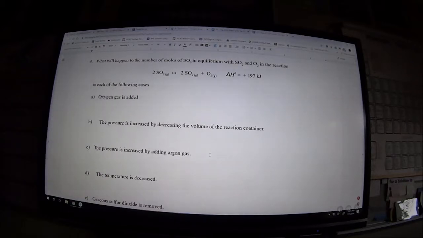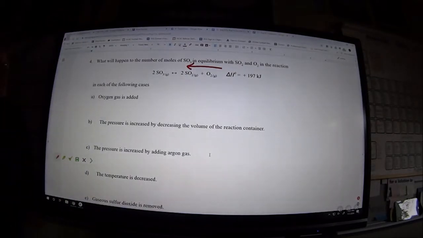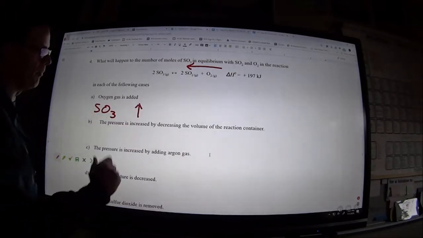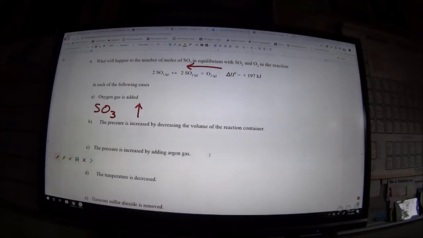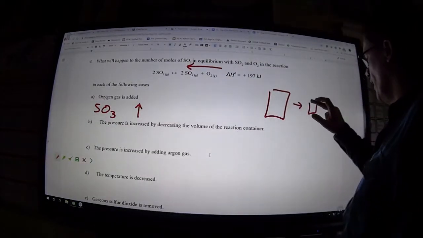All right, so in each of the following cases, oxygen is added. So will we shift left, shift right, or stay the same? Shift left. Okay, so we're going to shift to the left, and let's answer the question. So SO3 will, say it again, Grace? Increase. Okay, what's going to increase? Number of moles, number of particles.